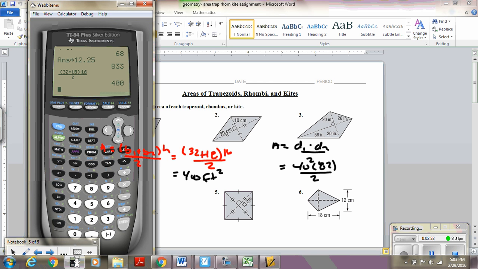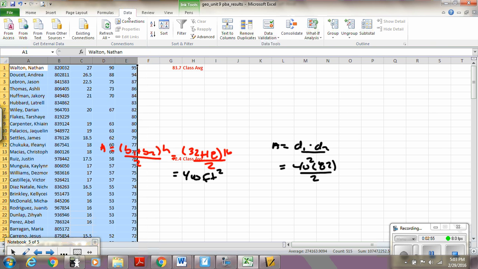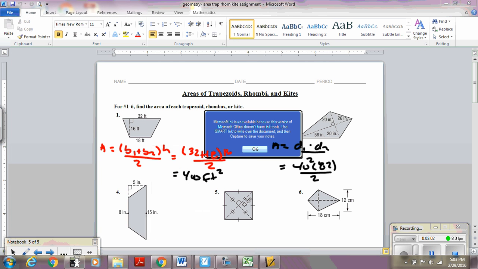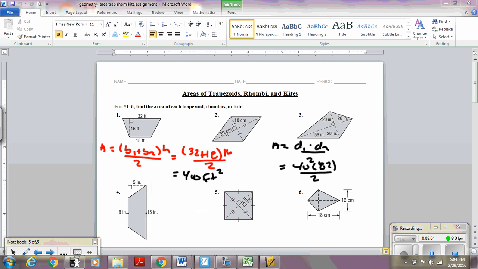So 40 times 82 divided by 2. 1640. So this is equal to 1640 inches squared.